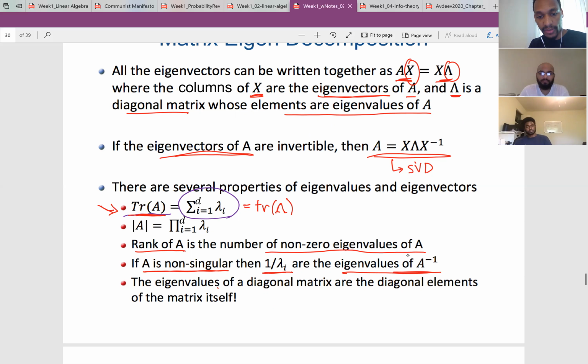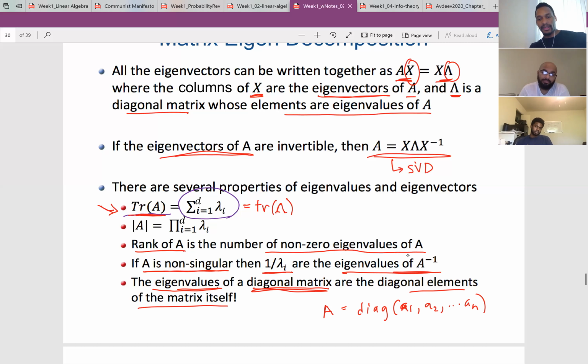Okay, and then the eigenvalues of a diagonal matrix. So if you have a diagonal matrix A, I guess this is kind of redundant, but the eigenvalues of a diagonal matrix are the diagonal elements of the matrix itself. So if you have a matrix A that is diagonal, so it's diag of A1, A2, ..., AN, then these are also the eigenvalues of A.